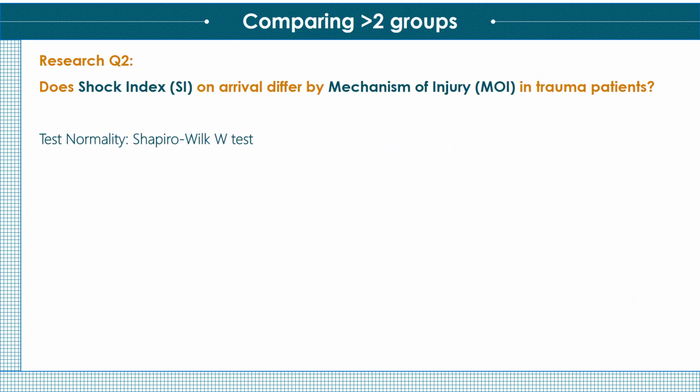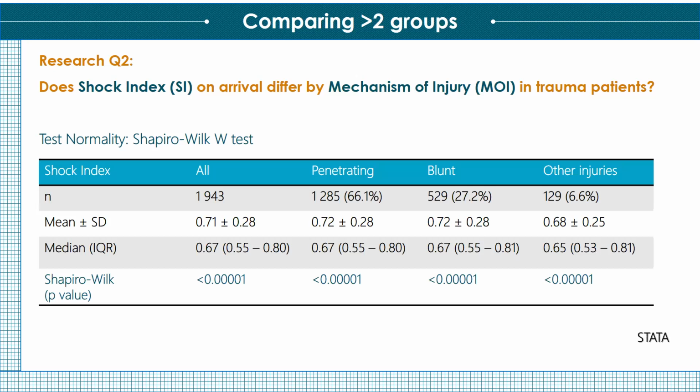Okay, let's look at when we are comparing more than 2 groups. Our question is similar, but now we're asking, does shock index on arrival differ by mechanism of injury in trauma patients? Again, we're going to apply the Shapiro-Wilks test to see if these differ. Our 3 groups are penetrating trauma, blunt trauma, and other. Other would include those that did not specifically fall under these categories, and because it made up almost 7%, we decided to include them, even though many publications only compare penetrating versus blunt.